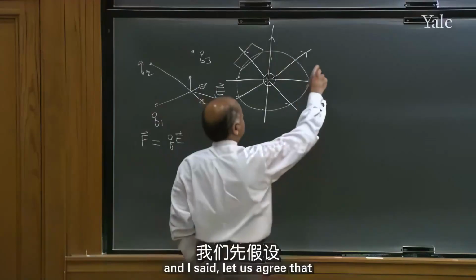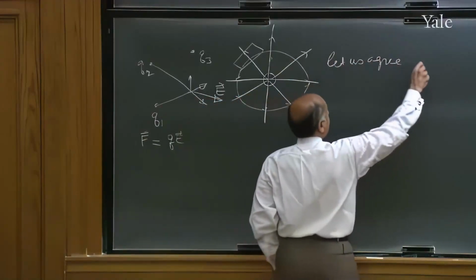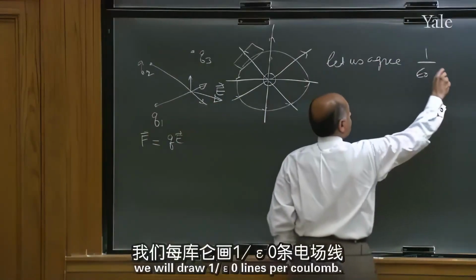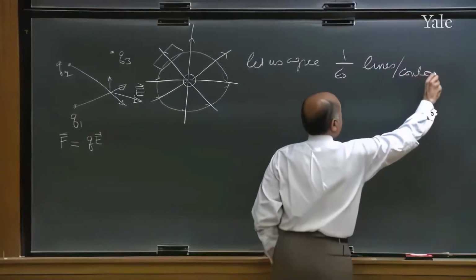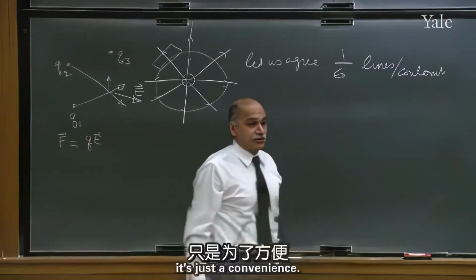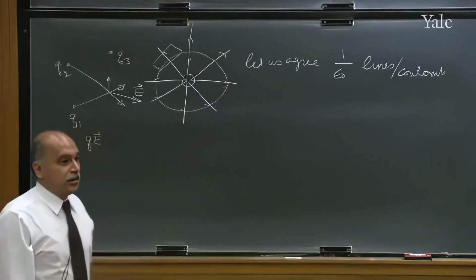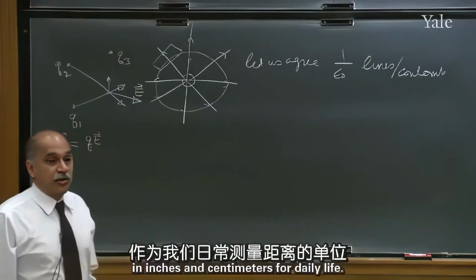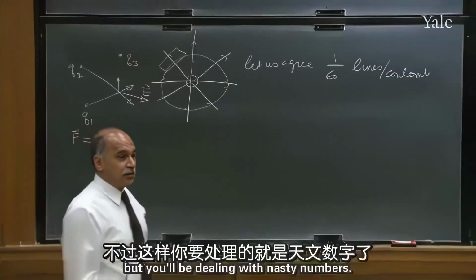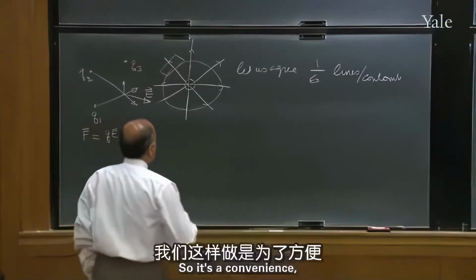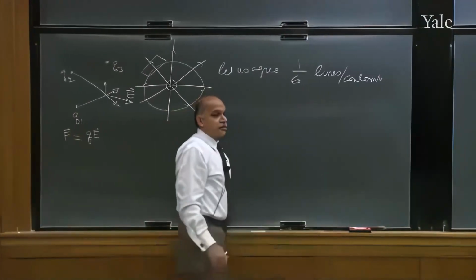And I said, let us agree that we will draw 1 over epsilon 0 lines per coulomb. This is not a necessity, it's just a convenience. It's like saying I want to measure distances in inches and centimeters for daily life. You can measure them in parsecs or angstroms, but you'll be dealing with nasty numbers. So it's a convenience, and the convenience here is let's pick 1 over epsilon 0 lines per coulomb.